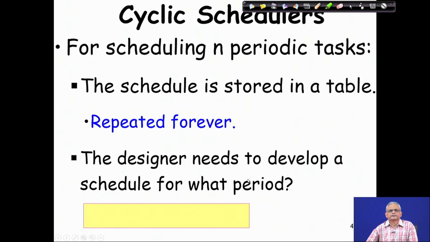Let me rephrase. If we want to develop a schedule for these n periodic tasks, each task requiring running at different time intervals, some may be 100, some may be 250, some may be 300 millisecond, etc. So, what is the maximum length for which we need to create the schedule and store it in a table, and then we keep on repeating it forever? So, the answer to that is LCM. So, we take all the periods and then compute the least common multiple.